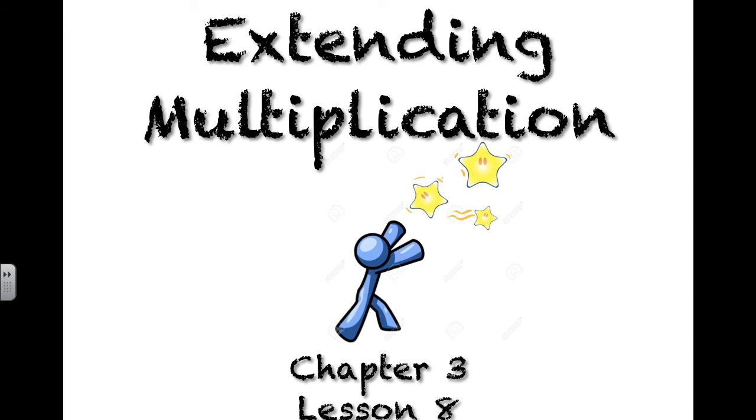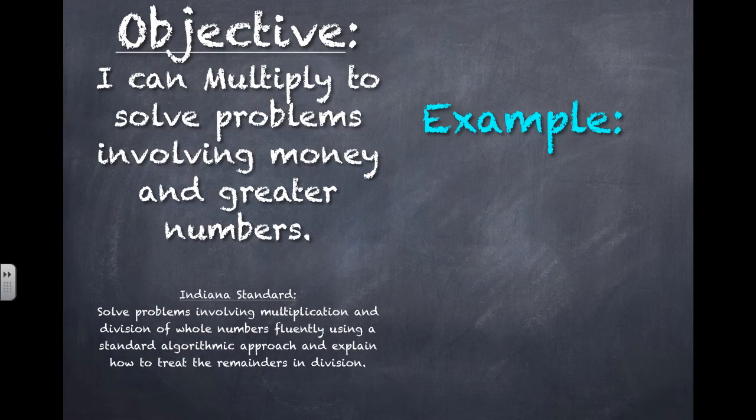This lesson is Extending Multiplication, Chapter 3, Lesson 8. This lesson, you're going to use what you know to multiply whole numbers by decimals. The objective is to multiply and solve problems involving money in greater numbers.